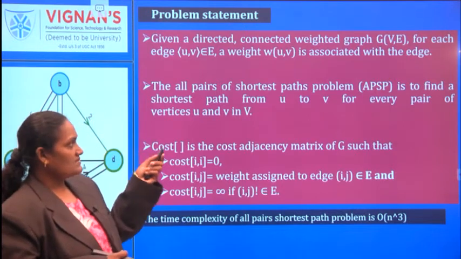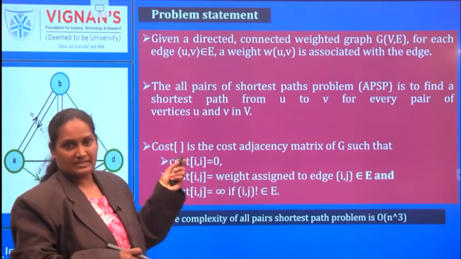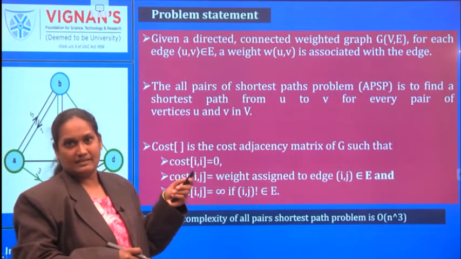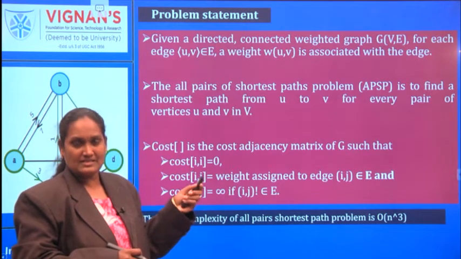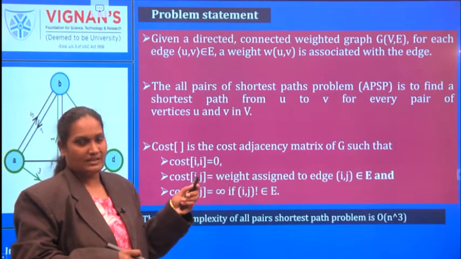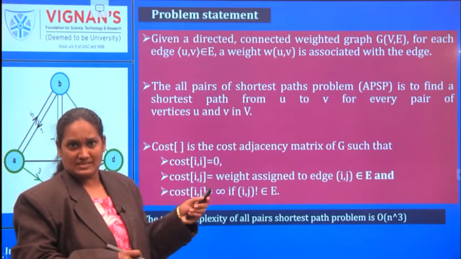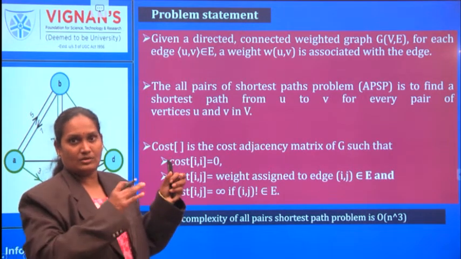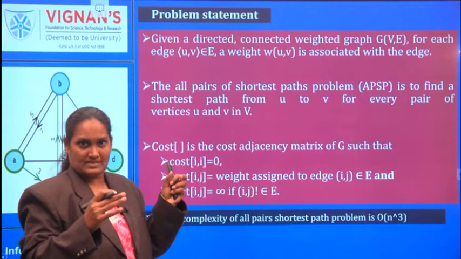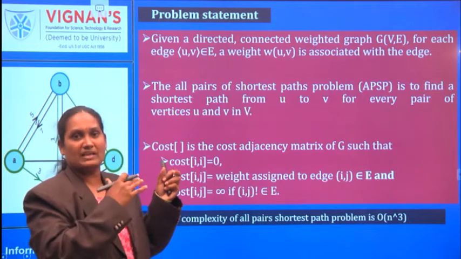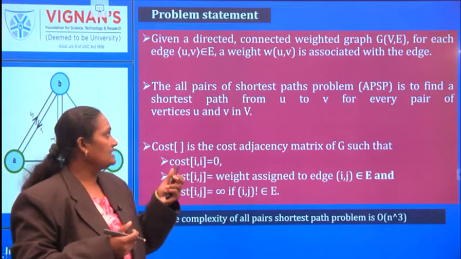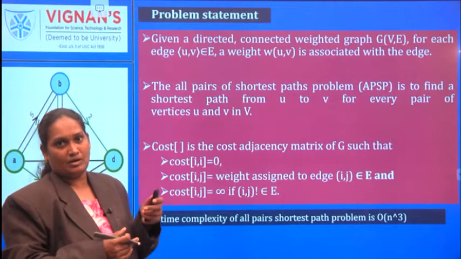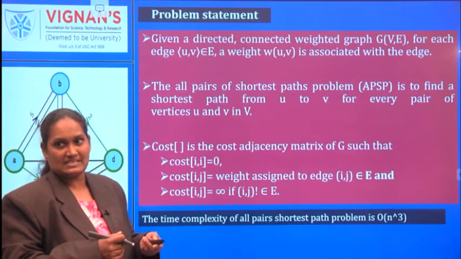Now, the all pairs shortest path problem is to find the shortest path from u to v for every pair of vertices in V. Here the all pairs shortest path problem is to find the shortest path between every pair of vertices in the graph. Here we are going to find the shortest path between all pairs of vertices. Between every pair of vertices, what is the shortest path that we are going to find. For finding that shortest path between all pairs of vertices, we need to use a cost adjacency matrix.